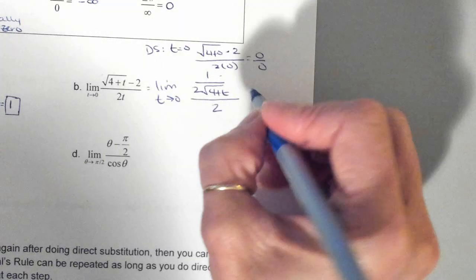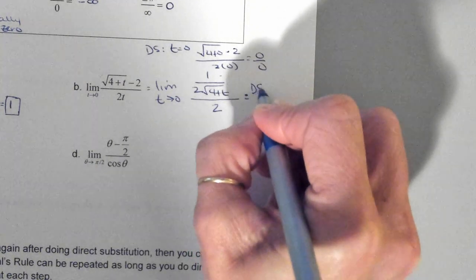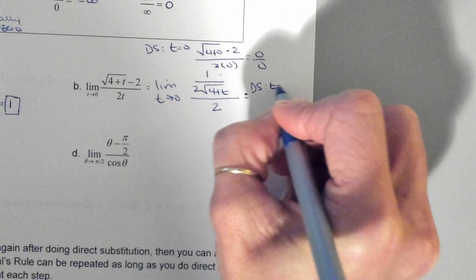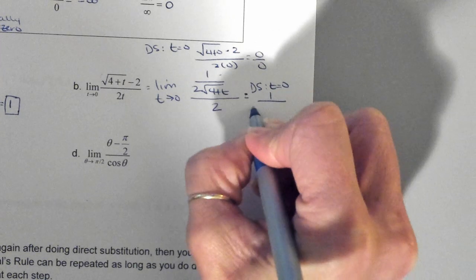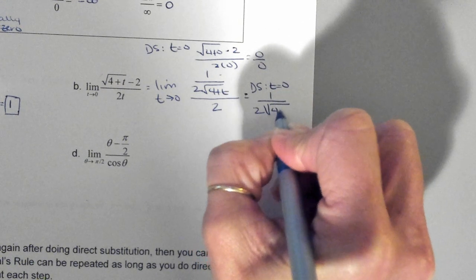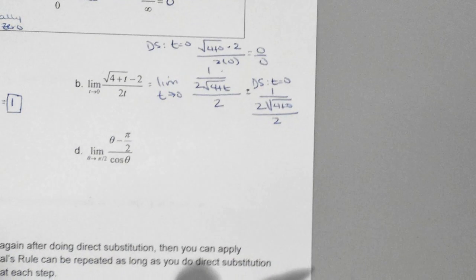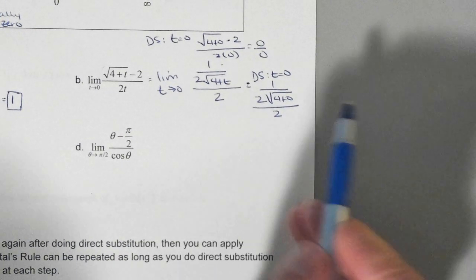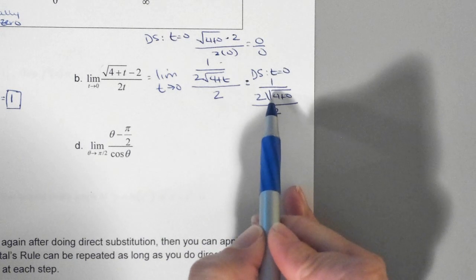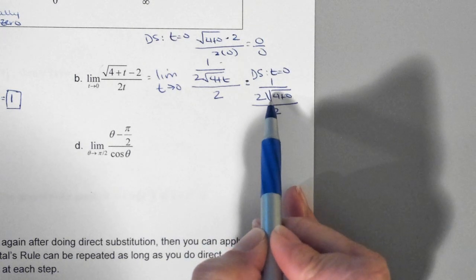Okay, now we want to try direct substitution again. So this is what we have when t is equal to 0. We've got 1 over 2 times the square root of 4 plus 0, all over 2. Okay, all I did was plug in so that you could see it, direct substitution. So this becomes 1 over 2 times the square root of 4, which is what?